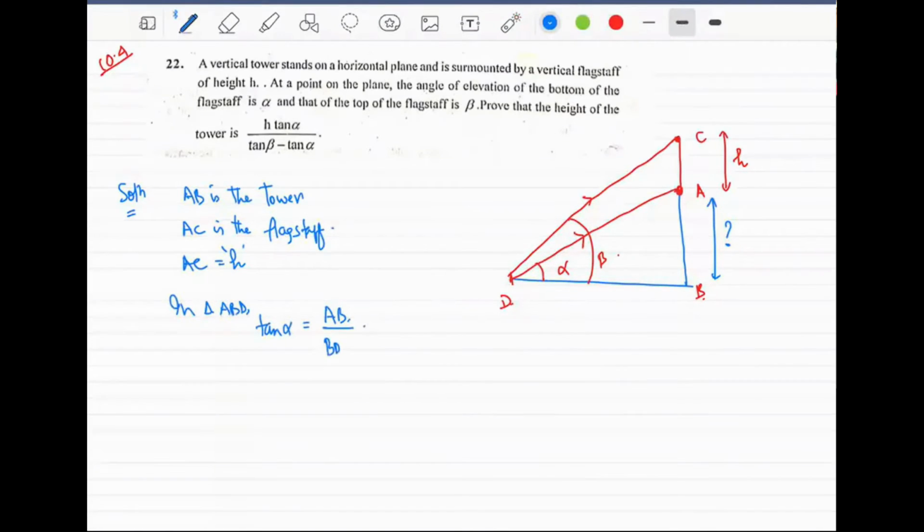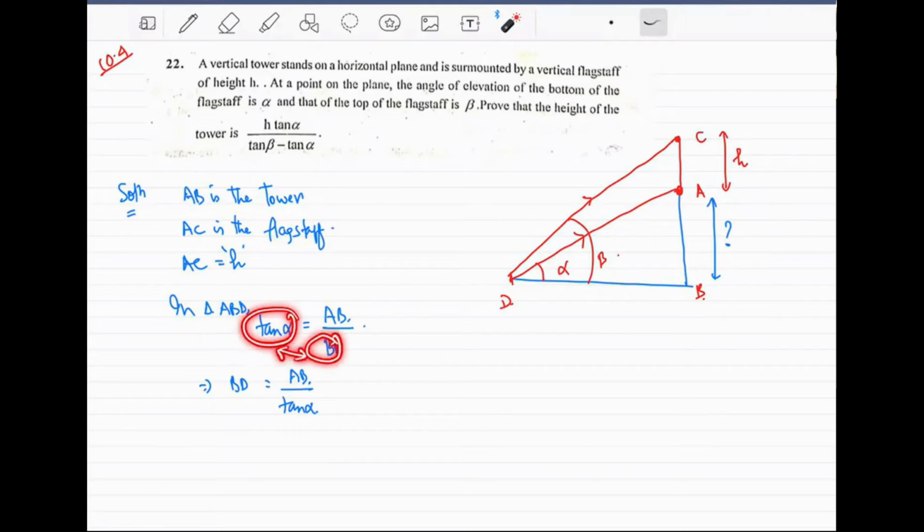And as I've told you all, we want to find out BD. So BD will be AB by tan alpha. Tan alpha and BD, we exchange places. If it comes on this side, it becomes numerator. Tan alpha was numerator. If it comes to the other side, it becomes denominator. So we exchange tan alpha and BD, and BD is AB by tan alpha. Let's make it equation number 1.